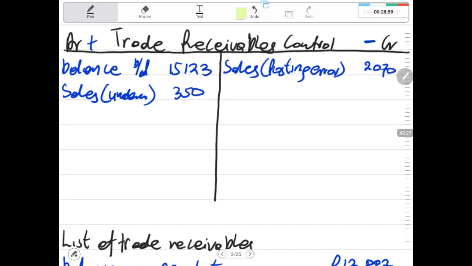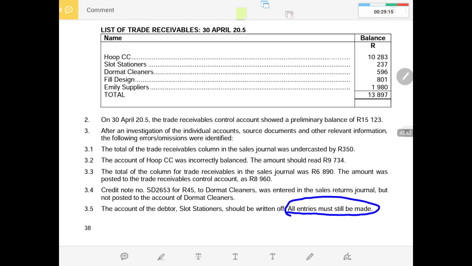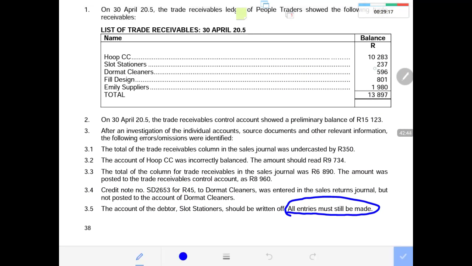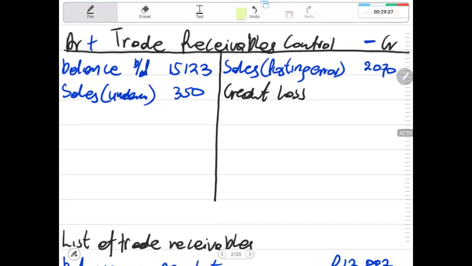So in this case, we must make it very clear that we are writing credit loss, and the credit loss will be 200. How much is this customer owing us? This customer is owing us 237. Is it Slot Stationers? Yes, Slot Stationers owing us 237. So now, remember, if the customer is a bad debt, meaning we are writing his account off, this amount of 237 is included here.